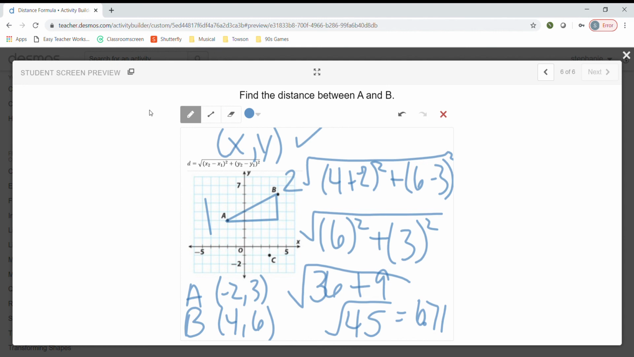All right, so that is it for distance formula. It is very similar to Pythagorean theorem. It's using the same concepts. They're just showing you in a different way on how to solve it.